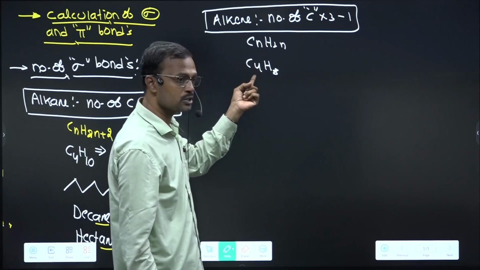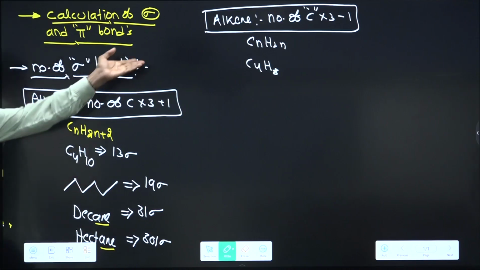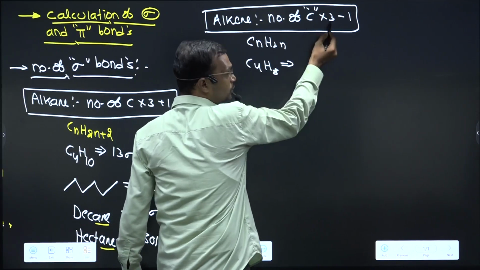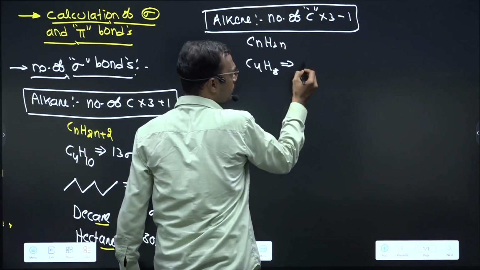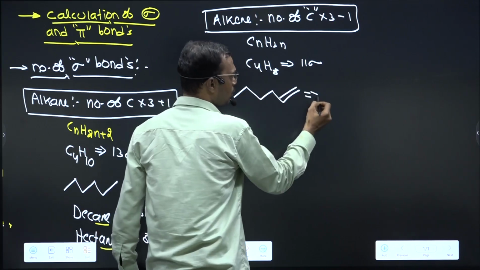Double the carbon number, how much? 8. 8 plus 2, 10. That is an alkane. Indirectly I am applying the formula only. Now how many sigma bonds do you expect? For an alkene, 4 into 3 is 12, minus 1, 11 sigmas. Now 6 carbons I am writing, with 1 double bond here. Now how many sigmas are expected?